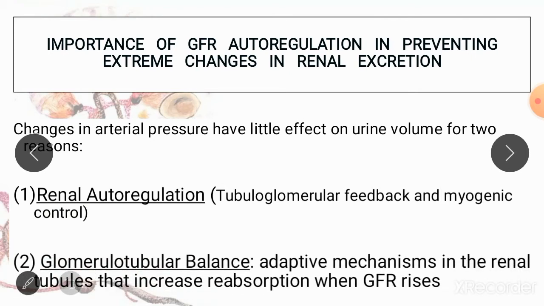The second mechanism involved in your GFR regulation is glomerular tubular balance, and it is the adaptive mechanism of your kidney in which the reabsorption of substances is altered when the GFR is changed. When there is increased GFR, the reabsorption of substances increases. When there is decreased GFR, the reabsorption of substances decreases. This we will discuss in lectures later on, but today we are going to discuss renal autoregulation, our tubuloglomerular feedback, and our myogenic control.